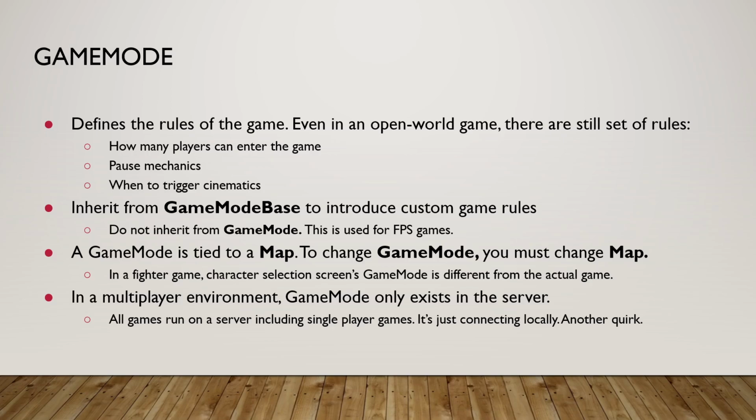A game mode is tied to a map, so in order to change the game mode, you must change the map. It's a one-to-one relationship. A map has only one game mode. Only one. Next, in a multiplayer environment, game mode only exists on the server. Since there is a server and a client, the game mode is only on the server. All games run on the server, including single player games. It's just connecting locally.